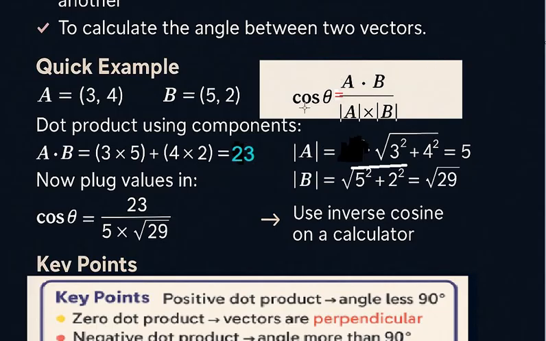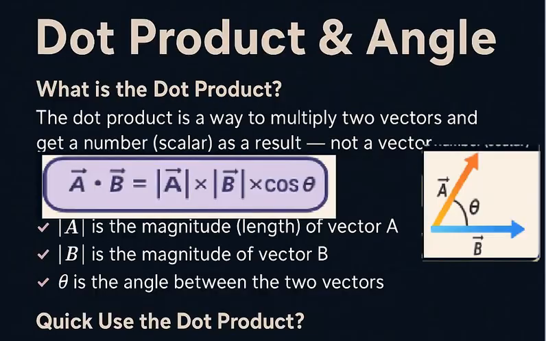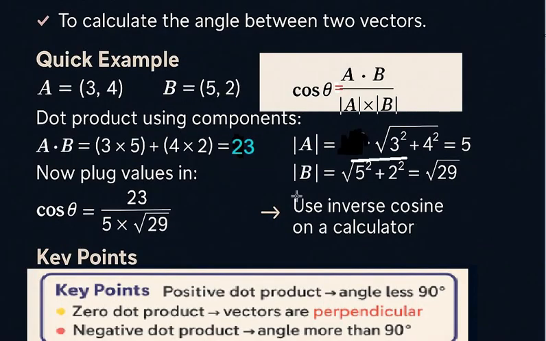Now this is the formula. We have changed it a little from above: we have divided both sides by the magnitude of a and the magnitude of b, because we are interested in finding theta. So cos of theta is equal to a dot b upon the magnitude of a multiplied by the magnitude of b. Now we have to find the magnitude of a. It is the square root of 3 squared plus 4 squared, which is the square root of 25. For b, it is 5 squared plus 2 squared, which gives you the square root of 29.